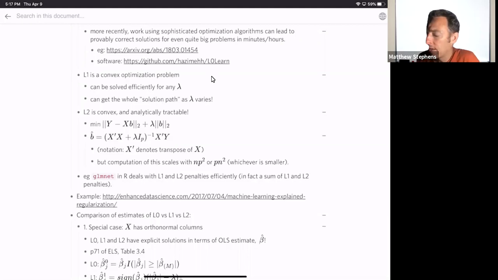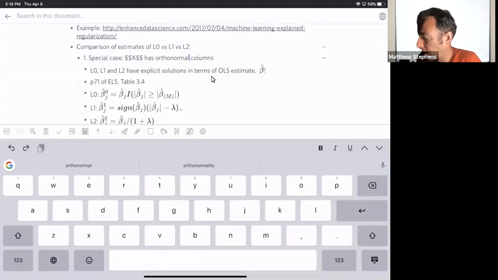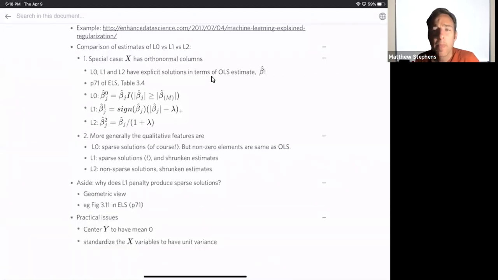So maybe we can get some insights into the way these penalties affect the estimates of the parameters, the regression coefficients. One way to get some insight is to look at some special cases where there are some simple results. The simplest special case where you can actually get analytic results is where the predictors are independent of one another, or more formally, where the columns of X are orthogonal and orthonormal.